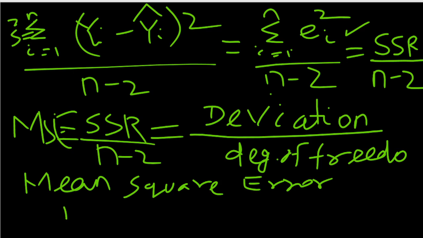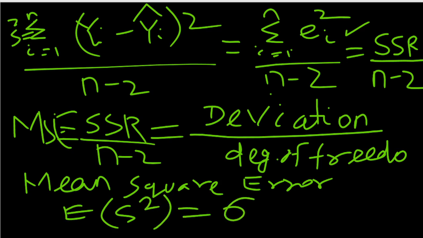So the expected value of S square is equal to sigma square. This is the estimator of the variance.